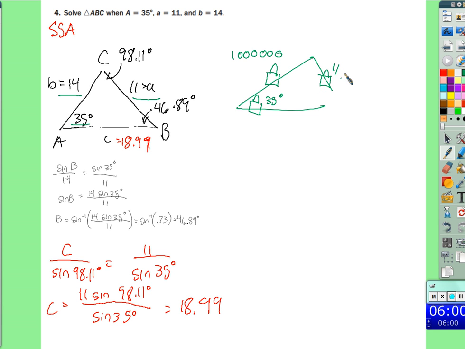So this could be too short. But we know it's not too short because we found a triangle with those three pieces. We found the other three pieces. It's possible. So now we have to ask ourselves, could we somehow make another triangle?